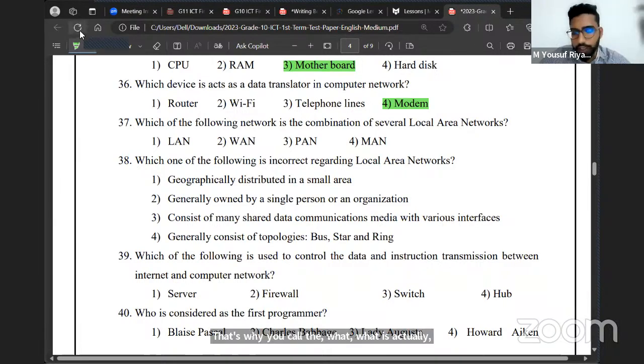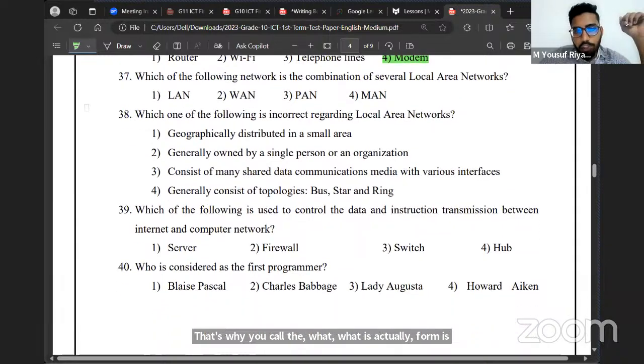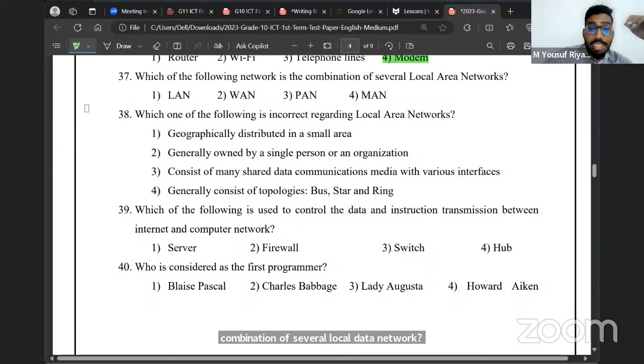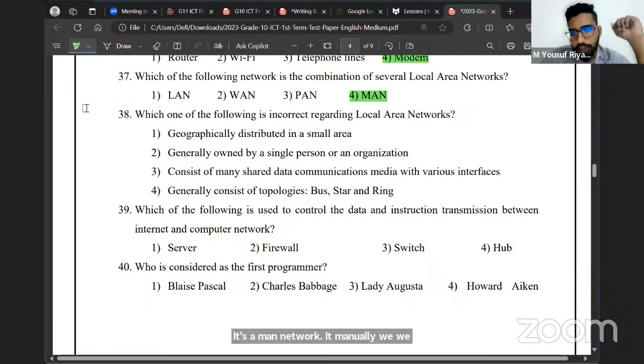That's basic data translation. Which of the following networks is a combination of several local area networks? What is it? It's a MAN network. In a MAN we connect many local area networks. Fine.